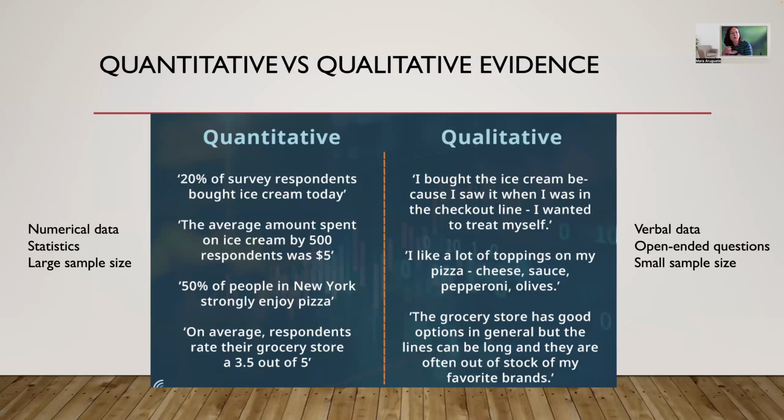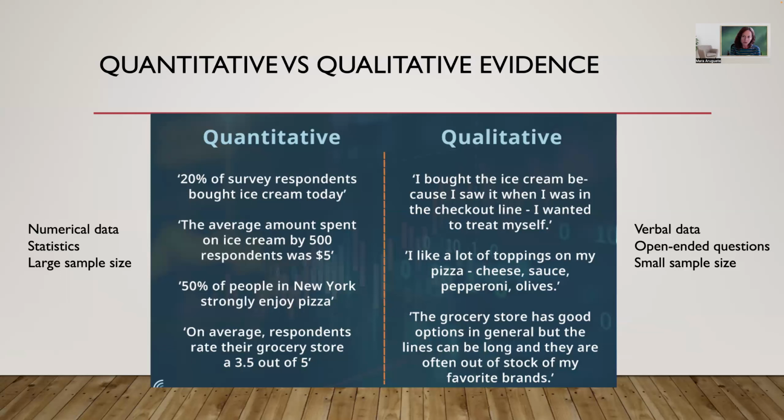On average, respondents rate their grocery store a 3 out of 5, a 3.5 out of 5. Well, they measured a whole bunch of respondents. They had them rate on a 5-point scale. They circle a number rating the grocery store. And then the difference is you take a bunch of people together, maybe a group of 5, 6, 7 people in a focus group in the qualitative study. And one person says the grocery store has good options in general, but the lines can be long and they're often out of stock of my favorite brands. So, you get some good information, but it's a little bit different from quantitative studies.